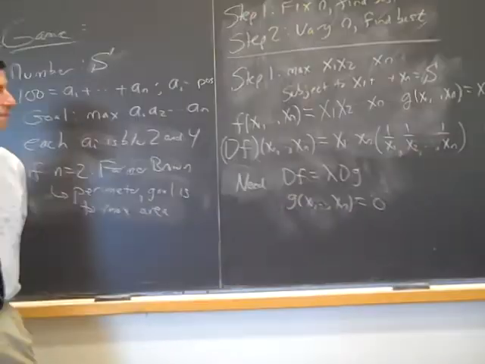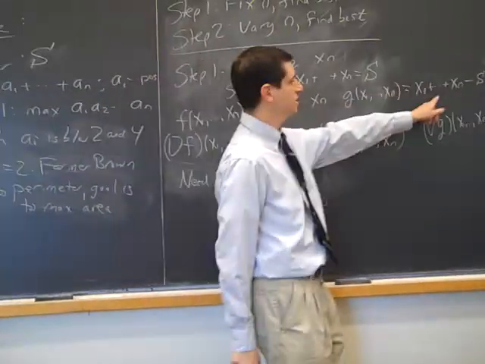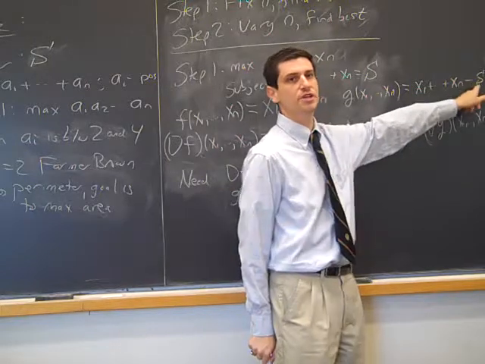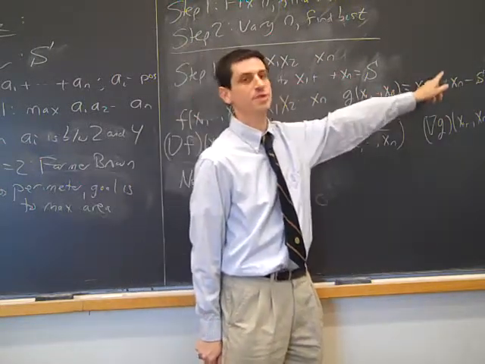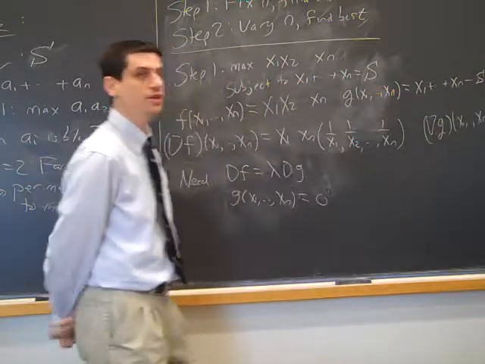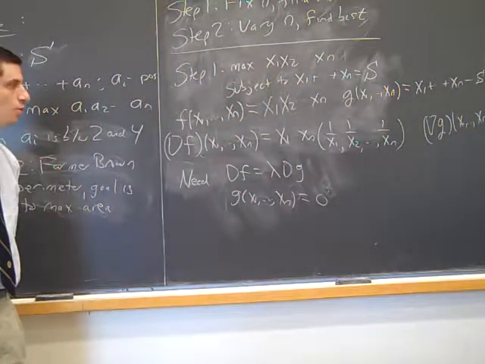So how do you know that they're all ones? My function is x1 plus x2 plus x3 plus xn minus s. So when I take the partial with respect to x1, I just get 1. When I take the partial with respect to x2, I get 1. So the gradient is just the vector of all 1s.